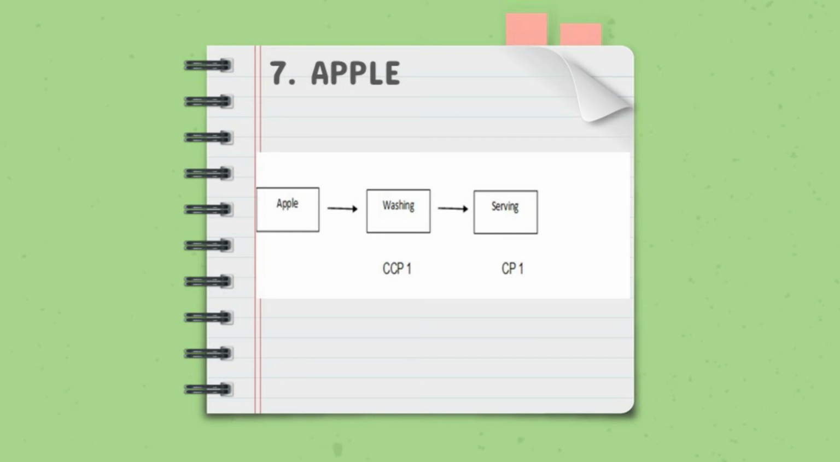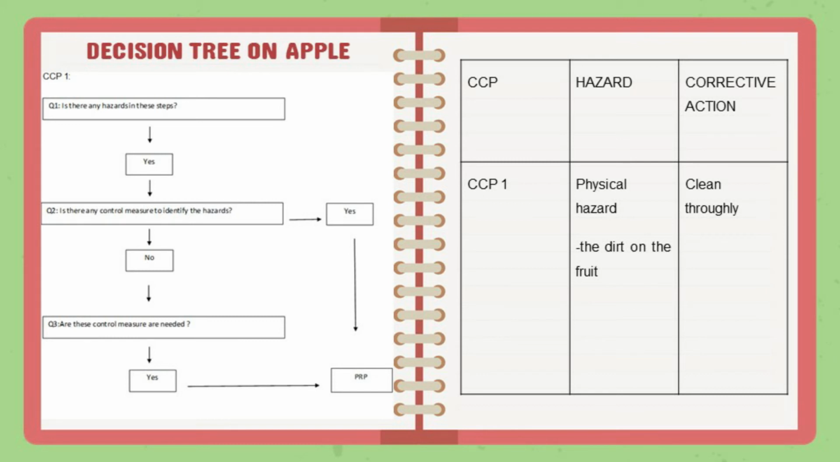Next is apple. Apple should be washed and served. The decision tree for the apples is washing and is determined as the PRP. And the corrective action is the apple should be cleaned thoroughly to remove all the dirt and the wax.